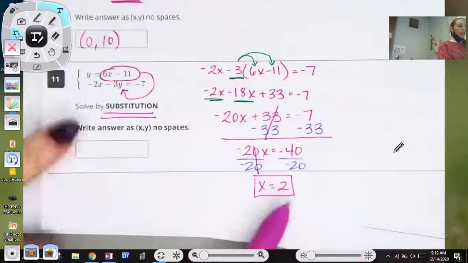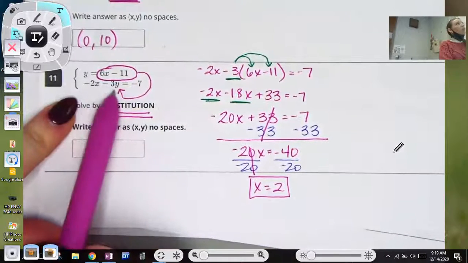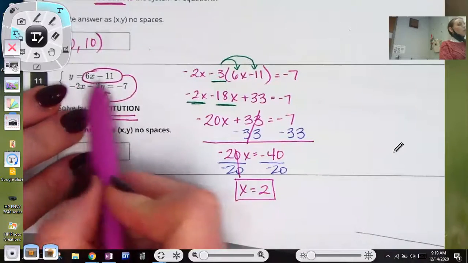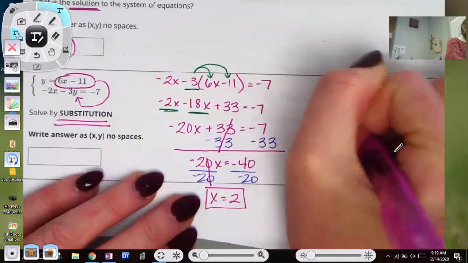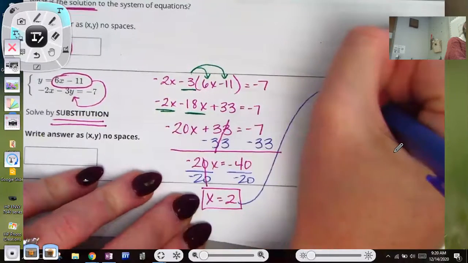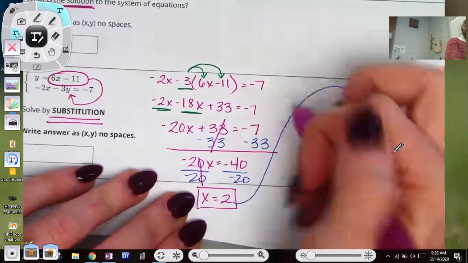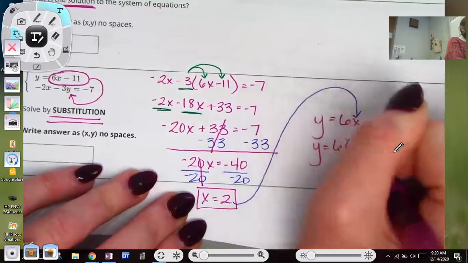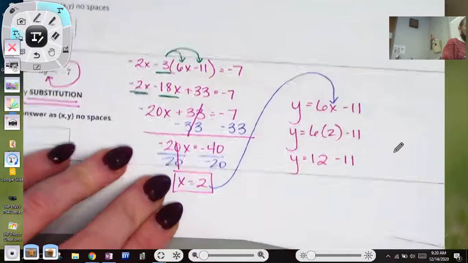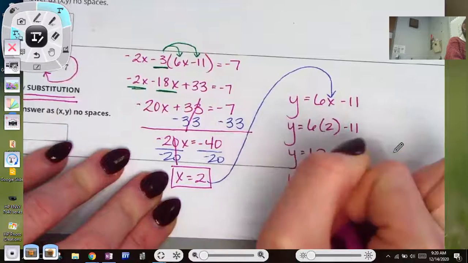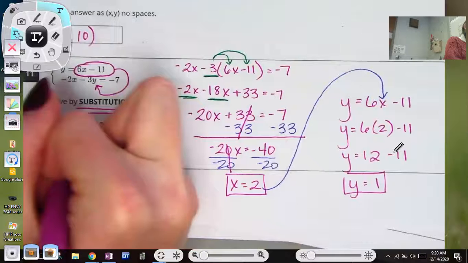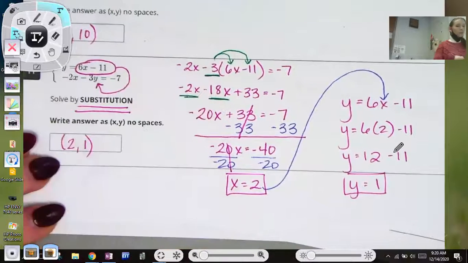So I'm going to take that value and substitute it back into one of my original equations. Doesn't matter which one I choose. I'm going to choose that first one just because it looks easier to me. So I have an equation, I have a variable, I'm going to substitute it in. So I have y equals 6 times 2 minus 11. I have y equals 12 minus 11. And I have y equals 1. So the solution where these 2 lines intersect is 2, 1.